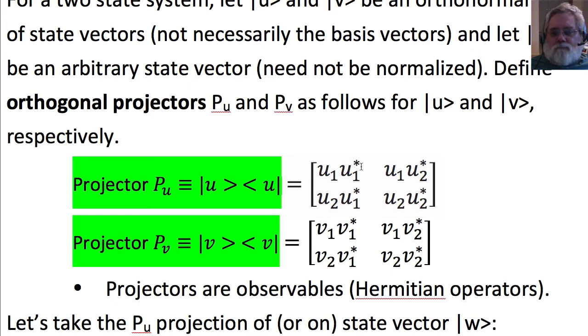Now, u1 star, that's magnitude of u1 squared, that's a real number. u2 star, also a real number. Notice that these other two, they are complex conjugates of one another. u2 is unconjugated here and conjugated here. u1 is conjugated here and unconjugated there. So they're complex conjugates of one another. So every projector is a Hermitian operator, and so it is an observable.